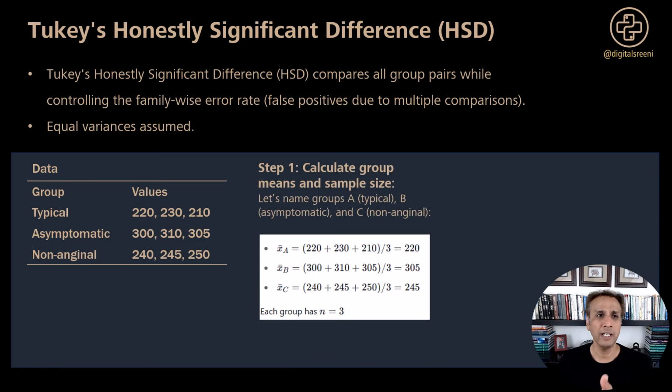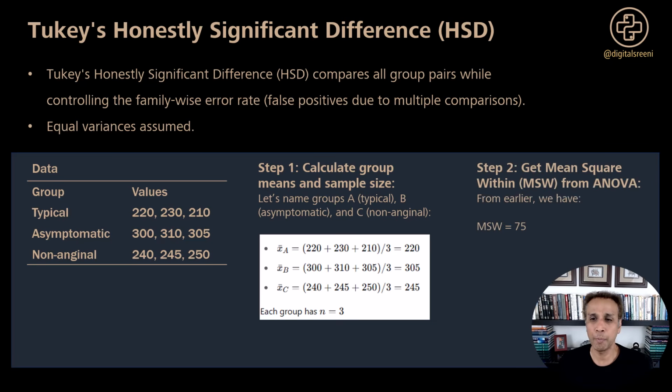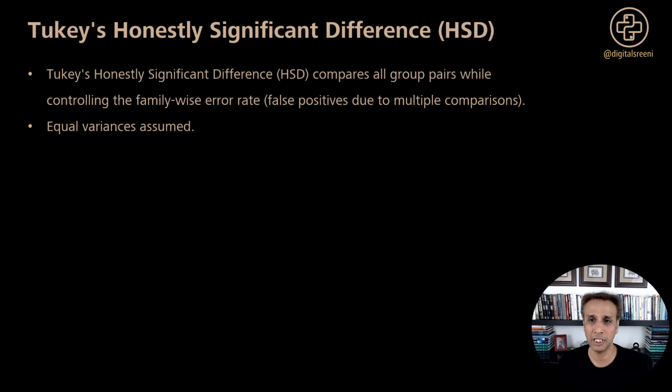Step 1 is calculate group means and sample size. Let's call A the first one, typical, B asymptomatic, and C non-anginal. If that's the case, basically we are calculating averages right there. And each group has 3 data points, so there you go. Step 2 is get mean square. We just did the MSW calculation a couple of slides ago, and we got a value of 75, right? In case you forgot.